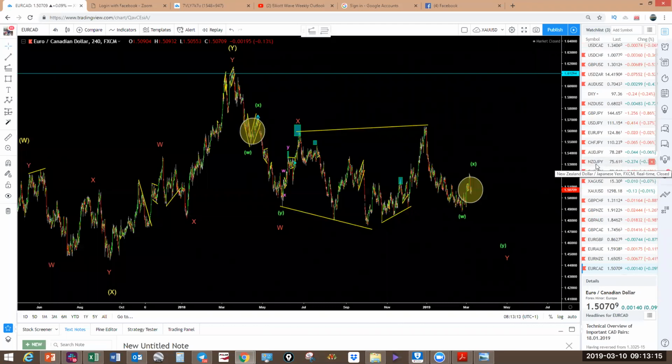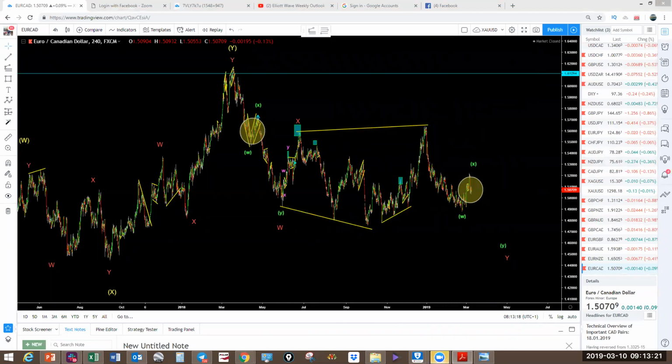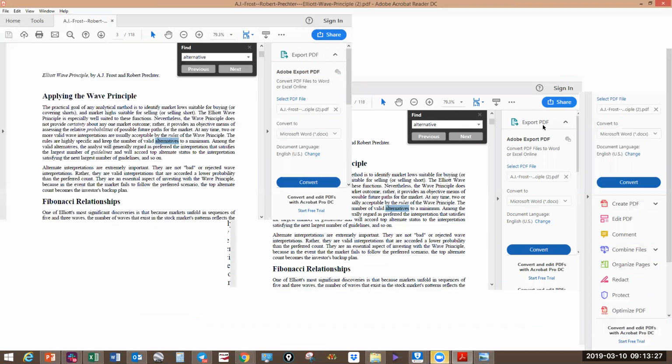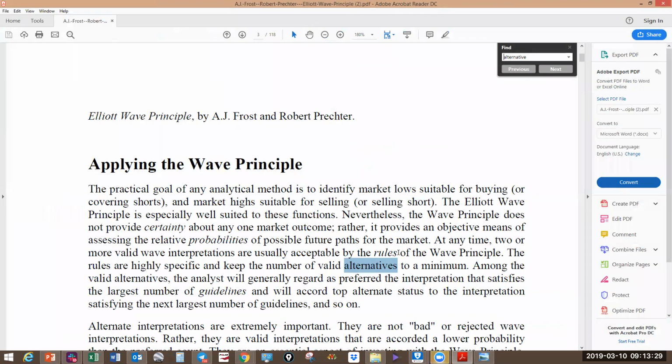All right, so let us start with today's analysis. We're going to start with the cryptocurrencies, but I want to read out a statement here from the capsule summary by Frost and Prechter, just to give you a bit of an understanding of how we look at the market and how we analyze. Here you can see I was Googling, searching for the term alternative in this book.